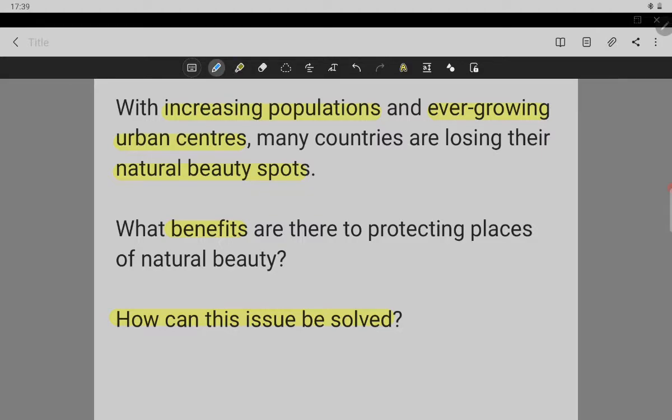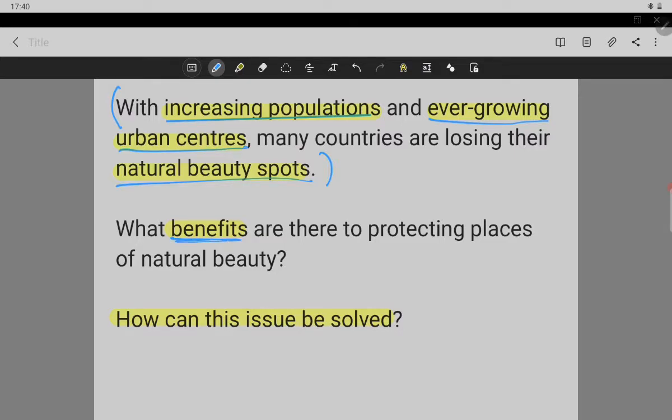Once again, in the question, we have a statement. The statement says that due to increasing population and ever growing urban centers, urban areas, many countries are losing their natural beauty spots, that the natural green areas are disappearing and more urbanization is happening because to accommodate the increasing population they need to make more buildings.